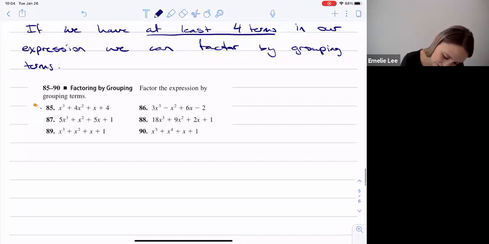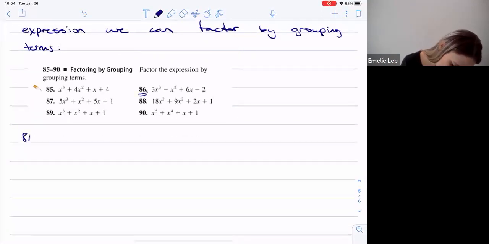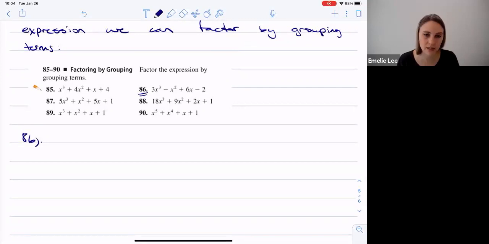So for example, let's try 86 just for fun. First thing you want to do is count: 1, 2, 3, 4. I've got at least 4 terms. I do see sometimes people want to try factoring by grouping because it's so fun. It's the most fun way of factoring. But what you need to remember is that you have to have at least 4 terms. So we can't do it if we just have 3 terms, which is what we usually have.